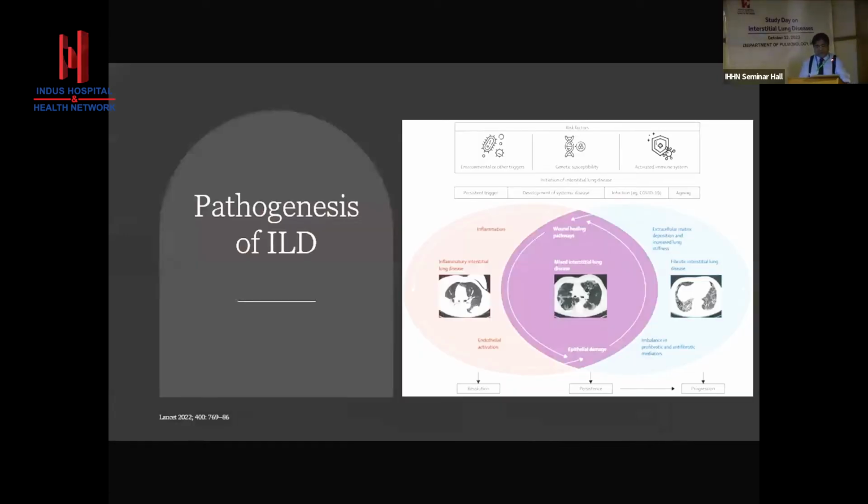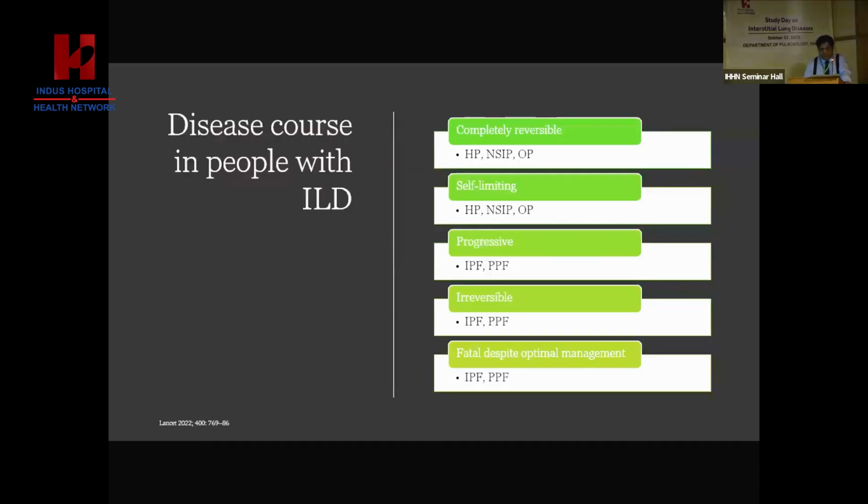Well, this slide is basically showing the intermingling of the pathologic process, which starts from inflammation and leads to fibrosis, with overlap between them. This is from the Lancet review, and it shows the different factors, like an imbalance of the pro-fibrogenic and anti-fibrogenic factors, that can lead to significant pathology.